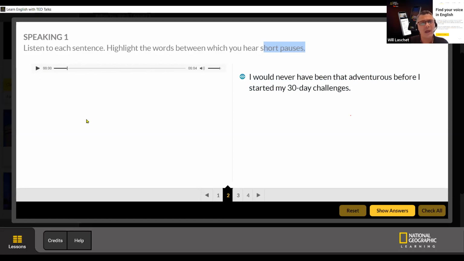Okay, so where is the first gap? Antonio says never. Okay, so I think Antonio's saying it's after never. So let's click that. I would never have. Okay, good. How about the second one? Where's the second one? Let's listen. Never have been that adventurous. Have been. Rika says have been. Okay, so between been and that. Mike says between been and that. Okay, right. So we've got I would never have been that. Okay, good. And the third one?